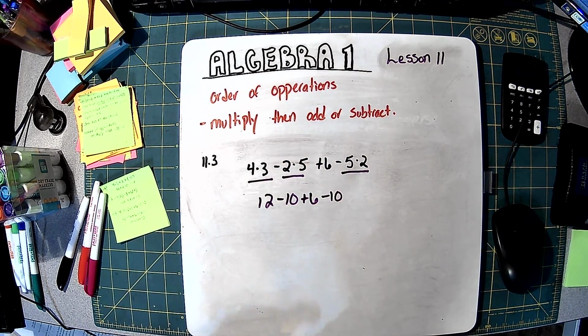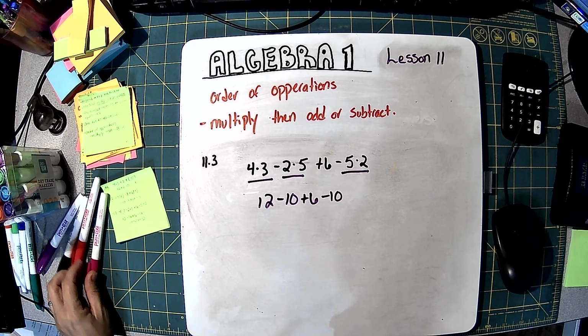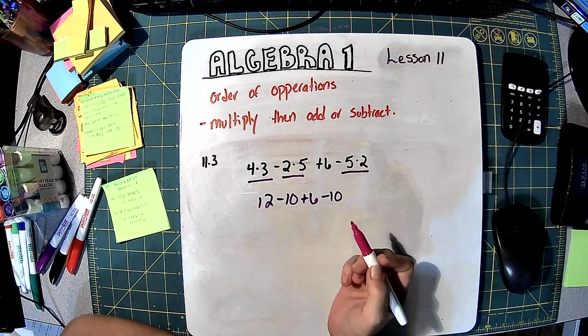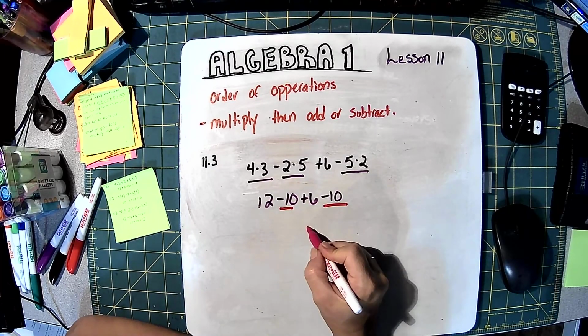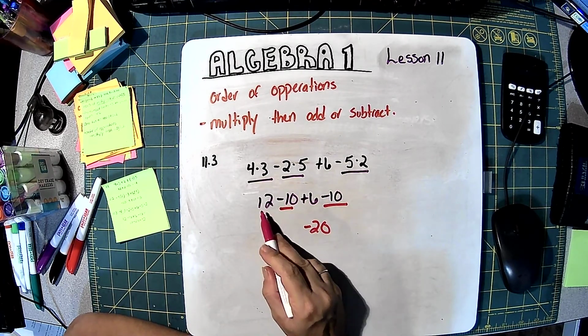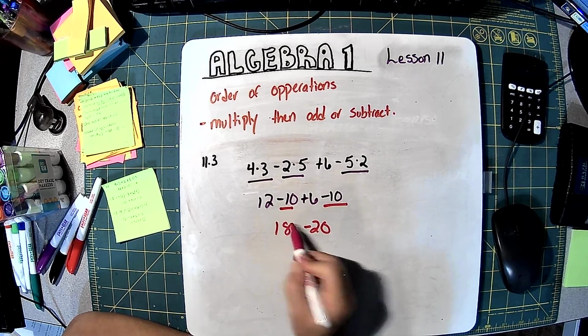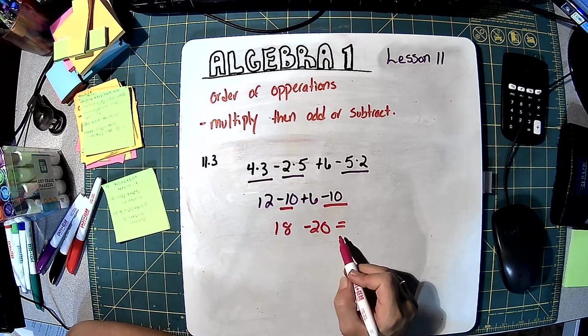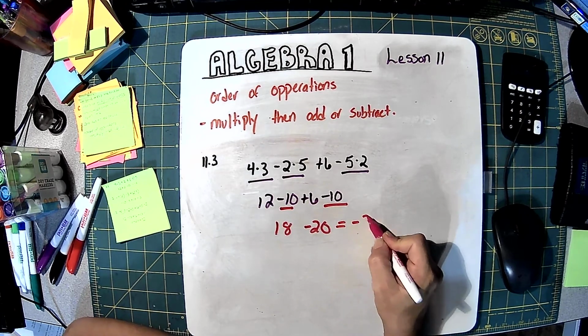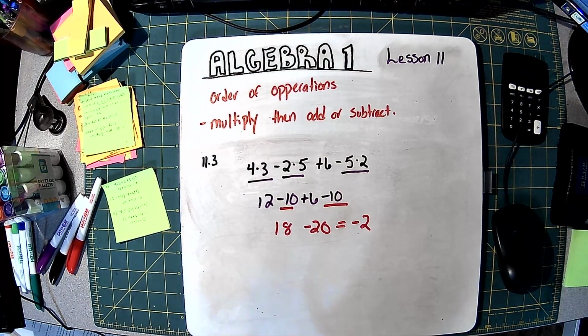All right, now I'm going to put together all my negatives and positives. So here's a negative number, and here's a negative number, so that would be negative 20. And here we have 12 plus 6 is 18. So if we have 18 minus 20, we have $18, and we want to spend $20, we're going to have to borrow 2. So negative 2 is the answer to that one.